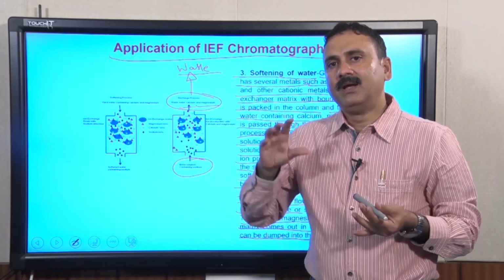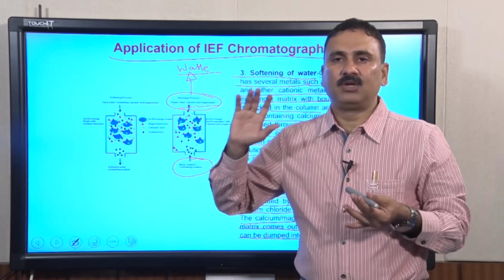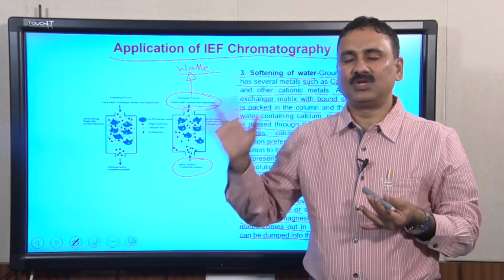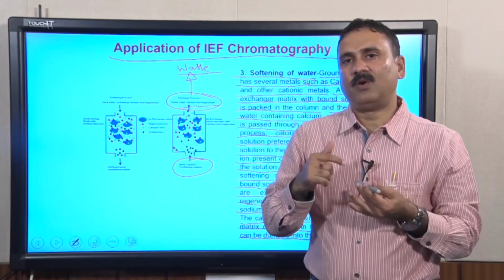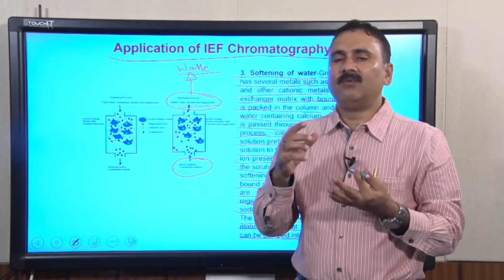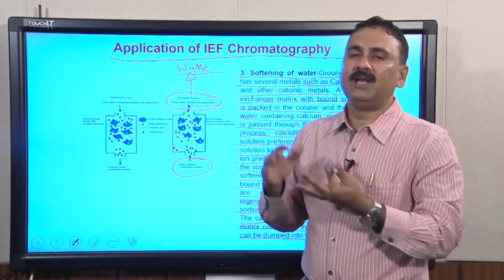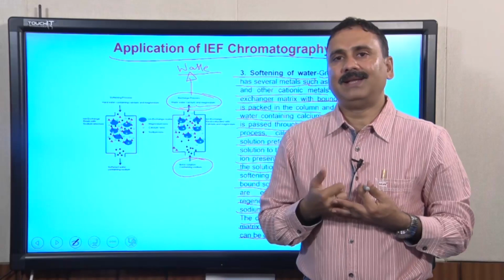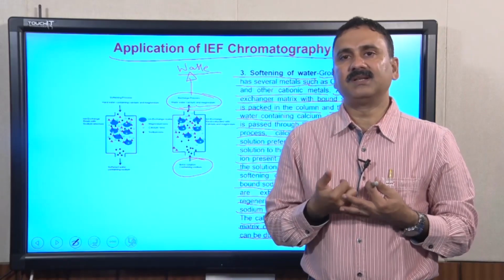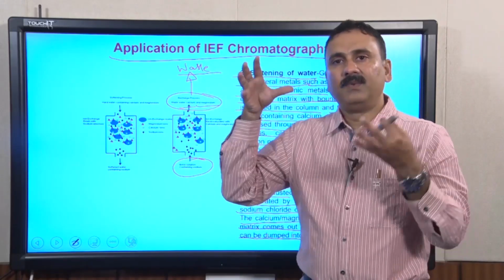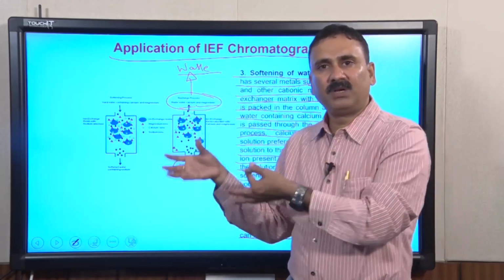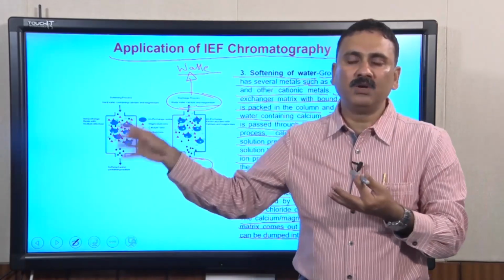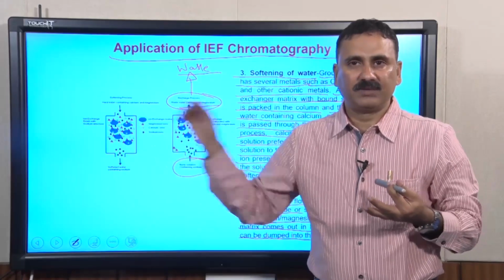And once the column is choked, or saturated and does not have any more sodium available for making an exchange, then you flow a very high concentration of sodium, and that is going to regenerate these cartridges, and the bead-bound calcium and magnesium will come out from the cartridge, and that can be stored and dumped into a sewage.